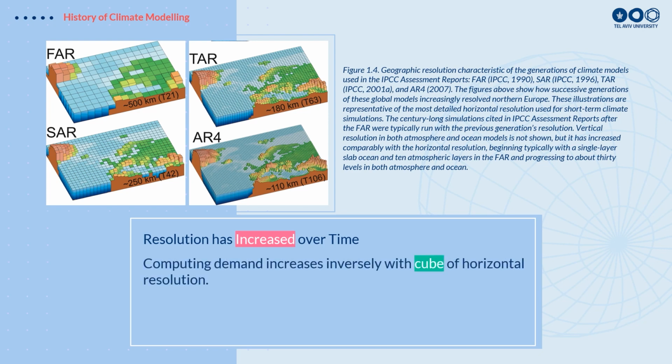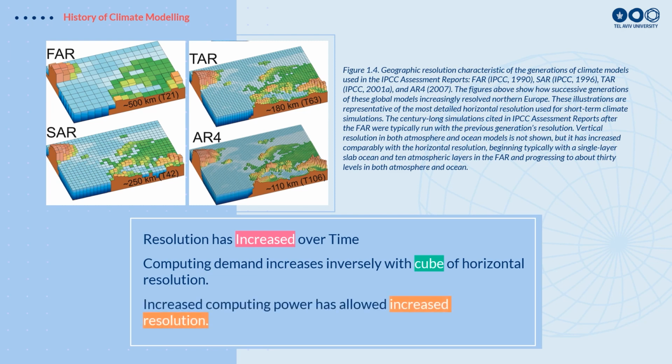So the resolution has increased dramatically over time, but when you increase resolution, you also increase the computing time needed to solve all the equations, and the computing time needed increases with the cube of the horizontal resolution. In other words, if we double the spatial resolution, we have to have 8 times more computing power to solve all the equations in the same amount of time.